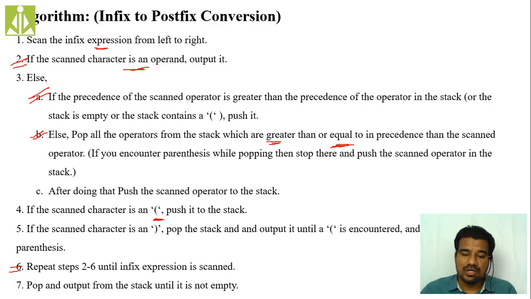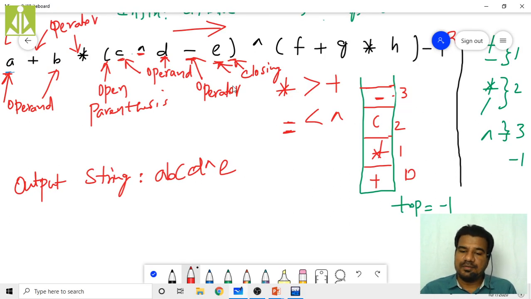See here. If the scanned character is a closing parenthesis, pop the stack and output it. Whatever we have in the stack, we have to pop, till you encounter an open parenthesis. We have to pop all the operators. I have the open parenthesis here, and before that I have only this minus. So pop this minus and add it to the output string. So minus will come over here. It will get popped and top will become 2 now. So like this my stack will be.